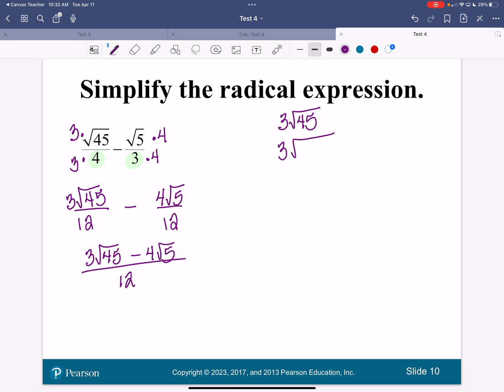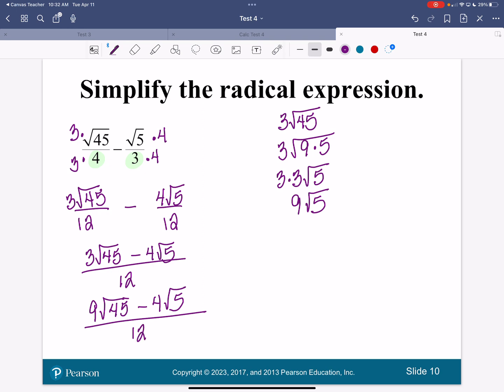45 breaks down into a perfect square. 9 is that perfect square. So 9 times 5 equals 45. What's the square root of 9? 3. So then I have 3 times 3 on the square root of 5. What's 3 times 3? Good. Okay, so now I've got 9 on the square root of 45 minus 4 on the square root of 5 over 12.